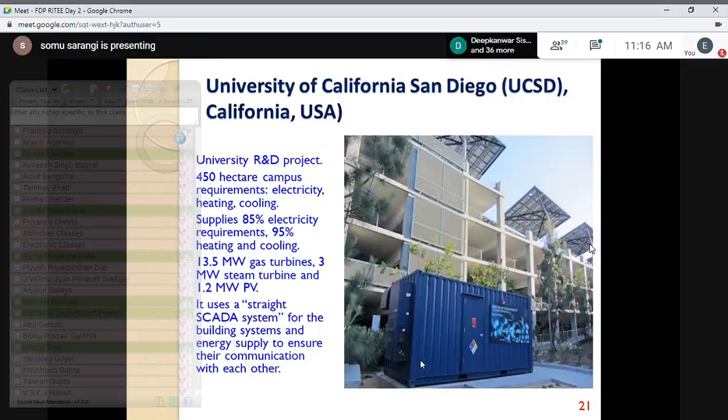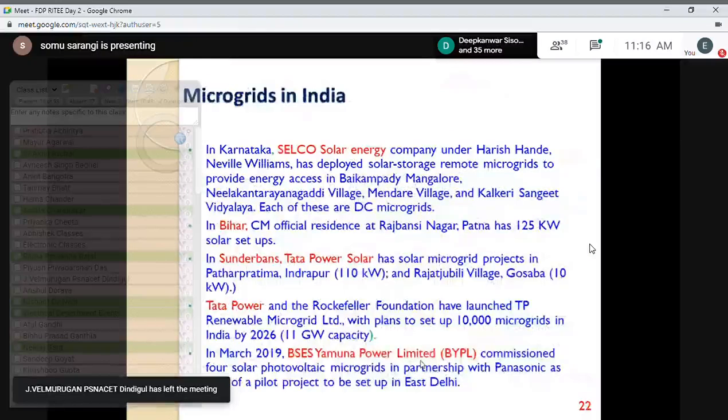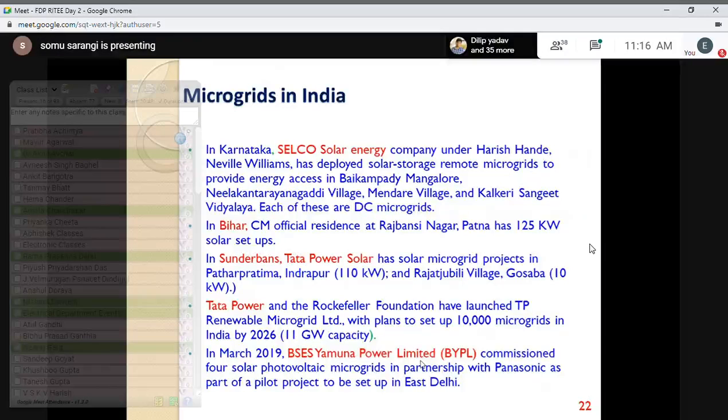So considering all over the world, in India also we have several microgrids existing. Basically, if you observe in Karnataka, Selco Solar Energy Company under Harish Hande and Neville Williams has developed a solar storage remote microgrid to provide energy access to Bekamti, Mangalore, Minder village, and each of these is a DC microgrid.